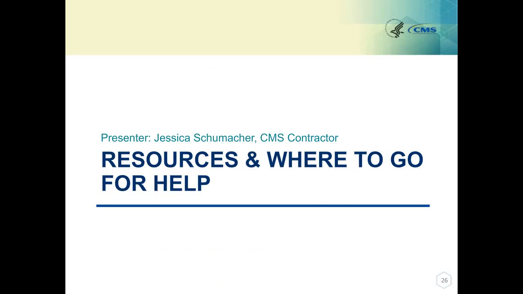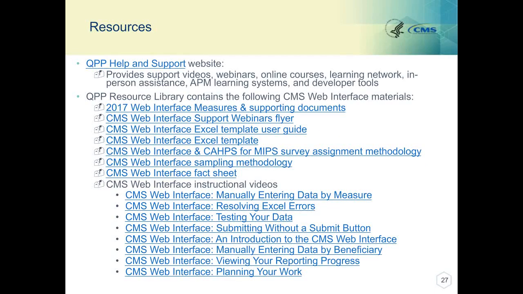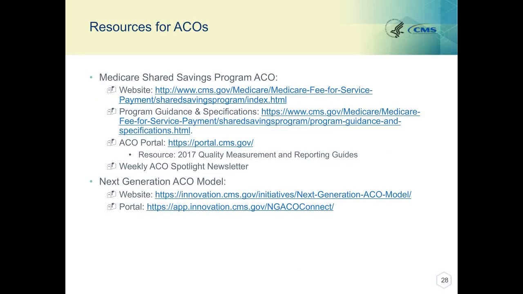And the next set of slides are resources and where to go for help. Several of the resources here on this slide are resources on the QPP website. Next slide. There are also resources listed out for ACOs, specifically for the Medicare Shared Savings Program ACO, as well as the Next Generation ACO model. Next slide, please.